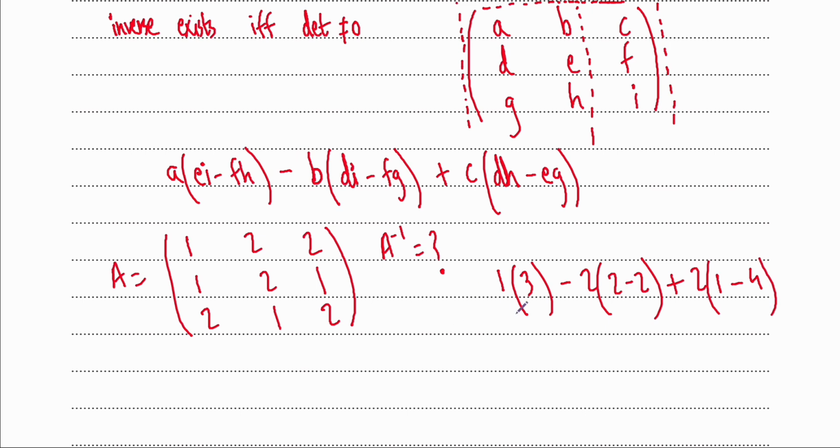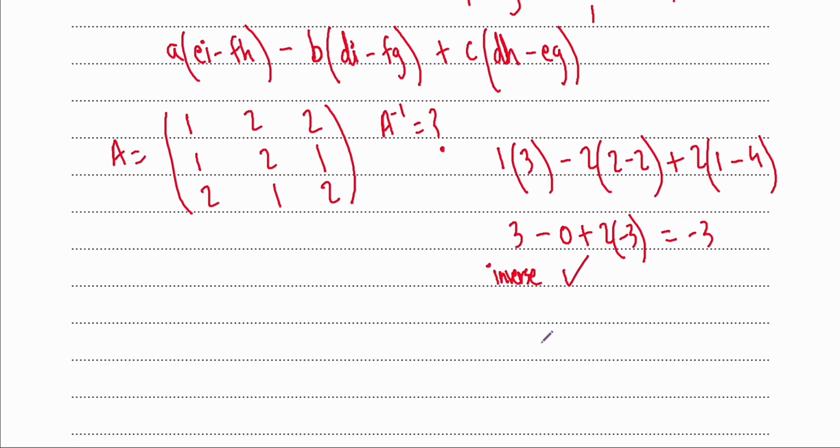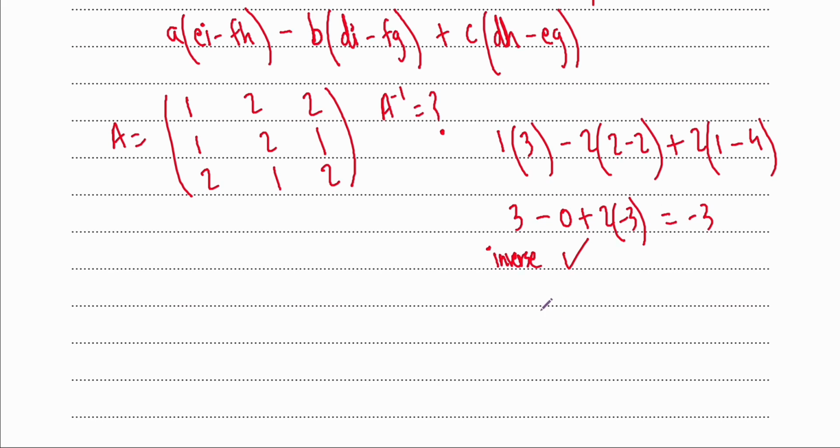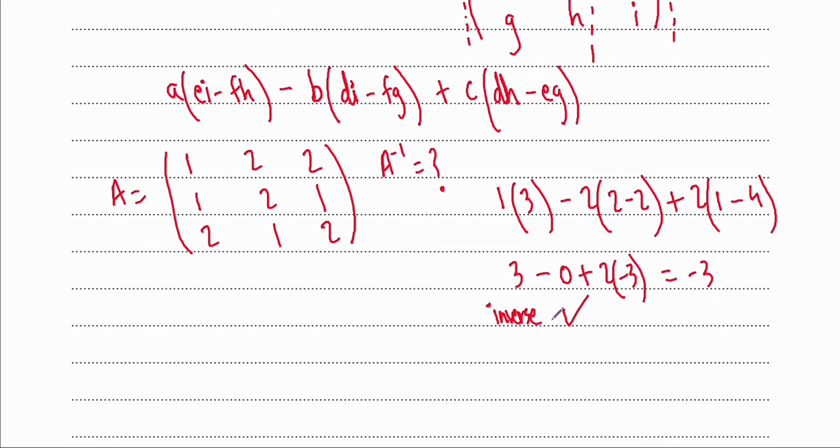So I have 3 minus 0 plus 2 times minus 3, which is equal to 3 minus 6, which is negative 3. So an inverse does exist. Now we need to find the inverse. The way you do the reduced row echelon form is, you do this.